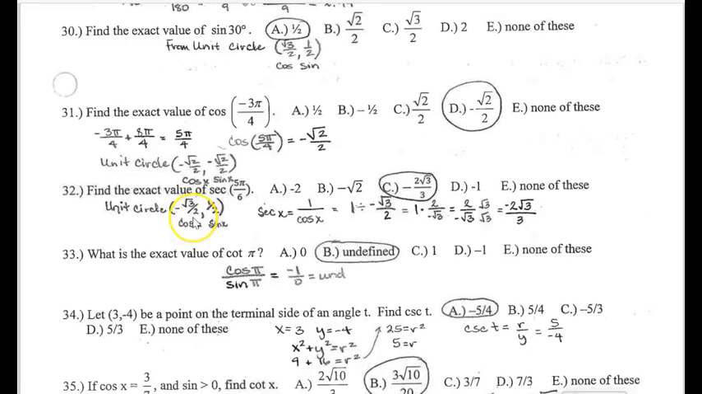Again, remember that if you take cosine and turn it upside down, you get secant. So negative square root of 3 over 2, here it is upside down right here. So that would take us to this, and then all we would need to do is just rationalize.